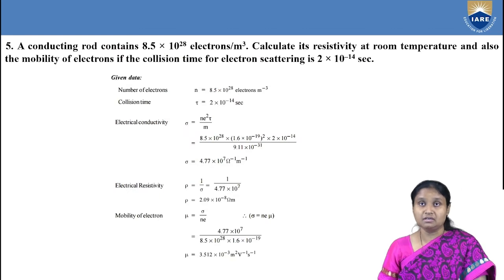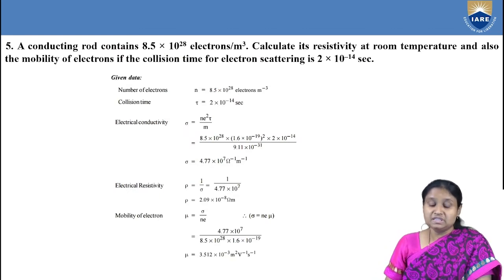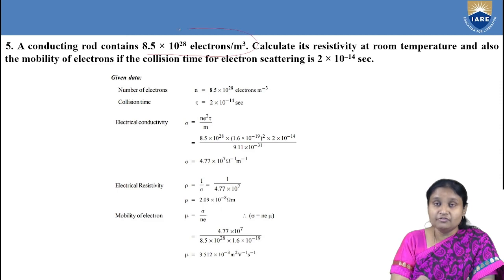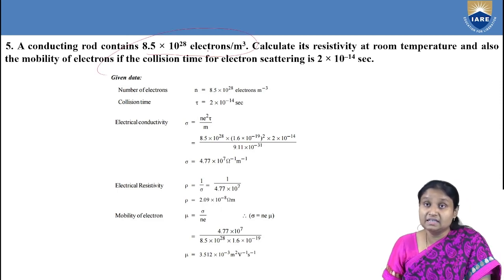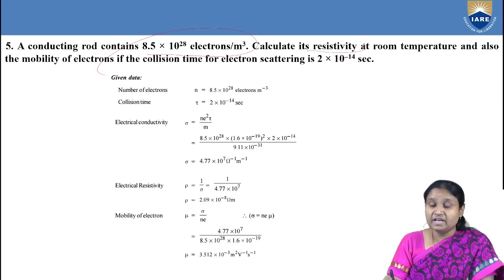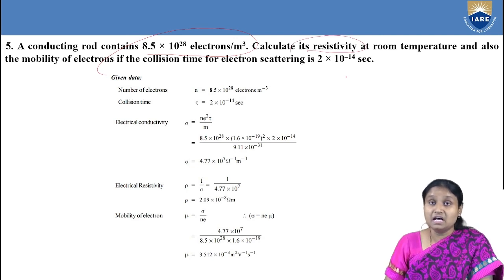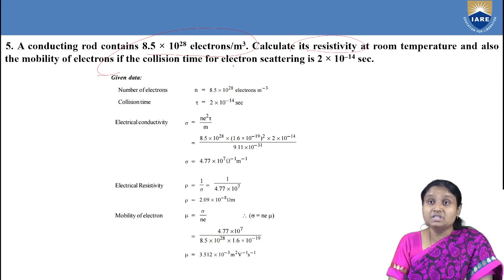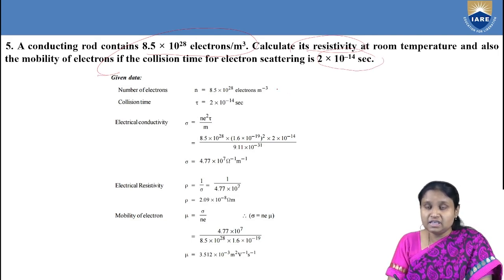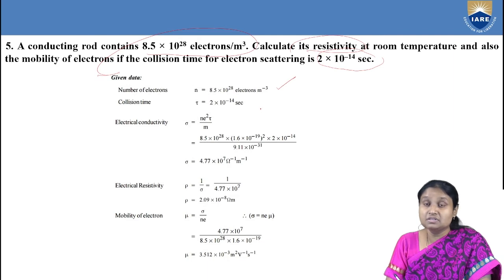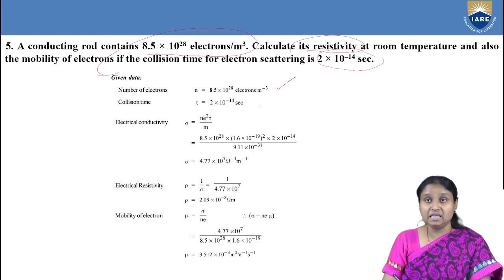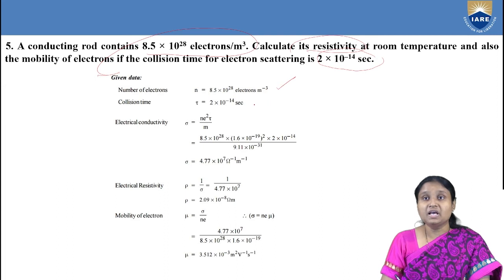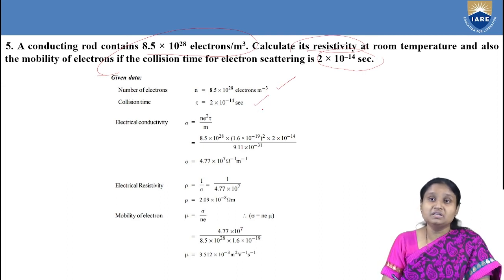Now coming to the next problem, in this case we were given the density of electrons in a conducting rod, and we are supposed to find its resistivity at room temperature as well as its mobility. Here we were given the value of collision time. What is the value of collision time given? It is 2 into 10 power of minus 14 seconds. So this is our carrier concentration, which is 8.5 into 10 power of 28 electrons per meter cube. Next we have collision time, which is 2 into 10 power of minus 14 seconds.